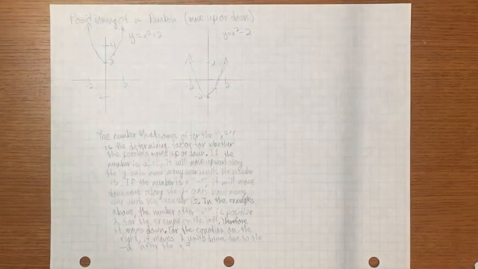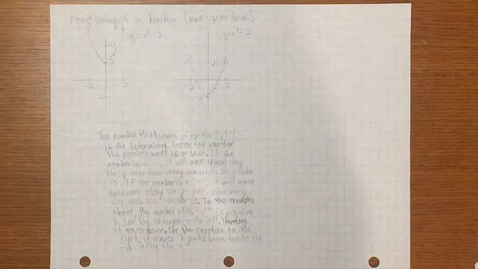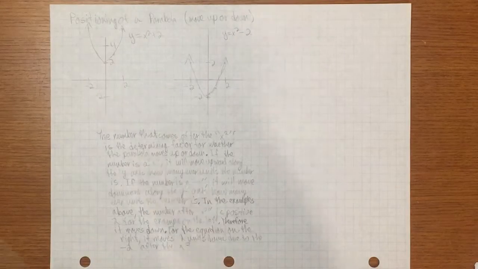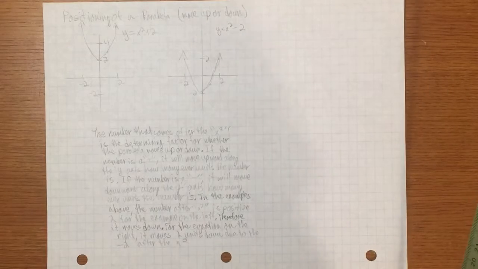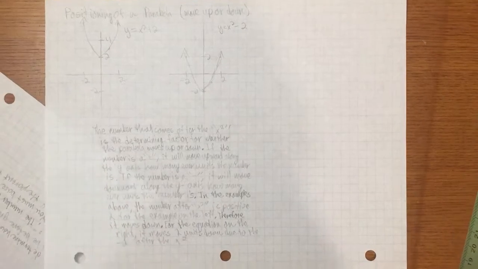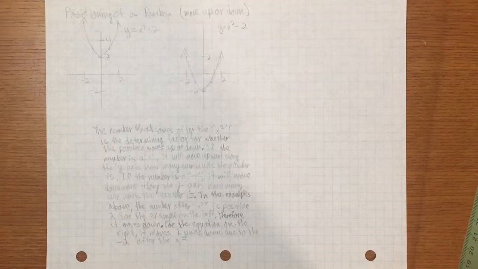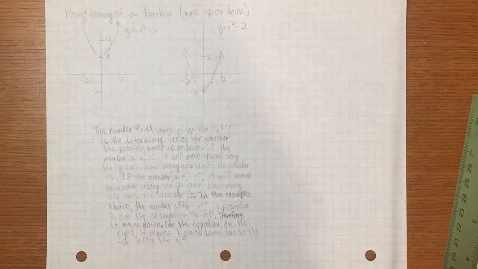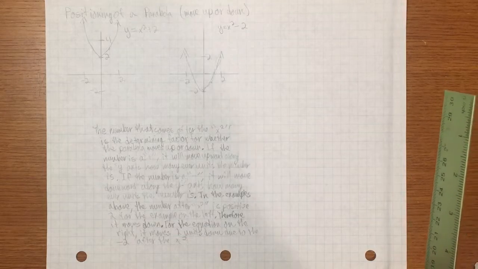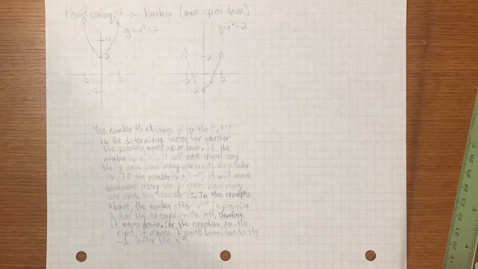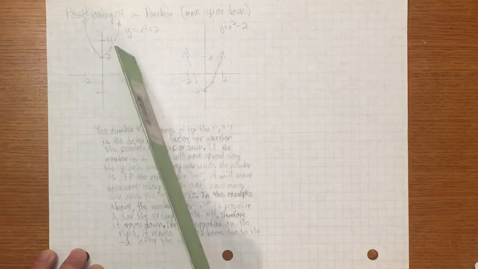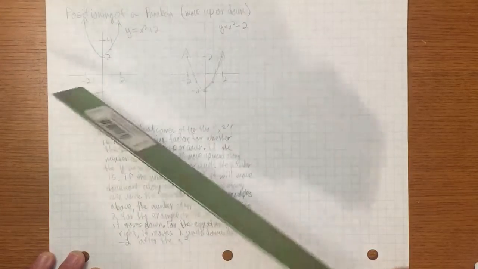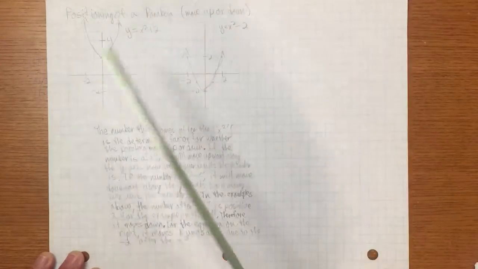Does the parabola move up or does it move down? The number that comes after the x squared is the determining factor for whether the parabola moves up or down. If the number is a positive number, it will move upward along the y-axis, how many ever units the number is. So for this parabola here, y equals x squared plus 2, it will therefore move up by 2 because of the positive 2.